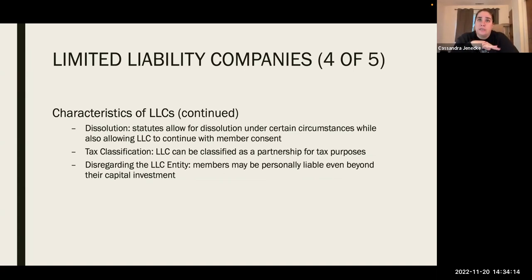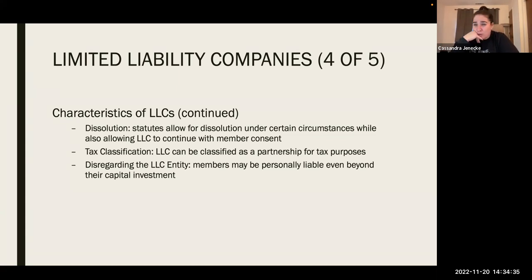So LLCs are typically dissolved based on state law or federal law, depending on which jurisdiction your organization triggers. And so the LLC may, under certain circumstances, be able to continue existing if there is member consent to allow that.